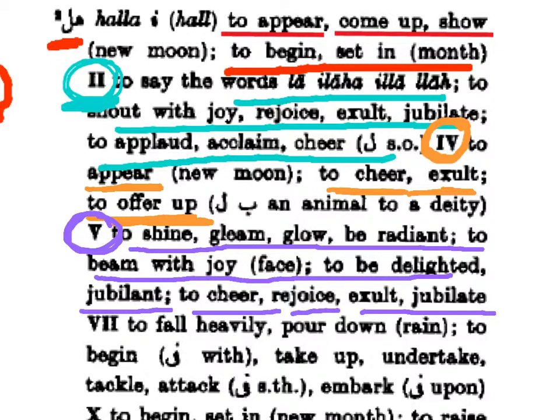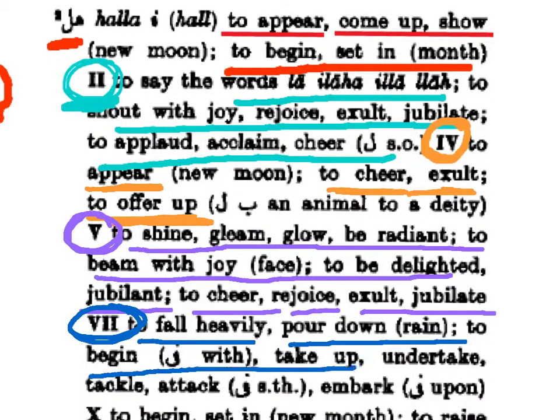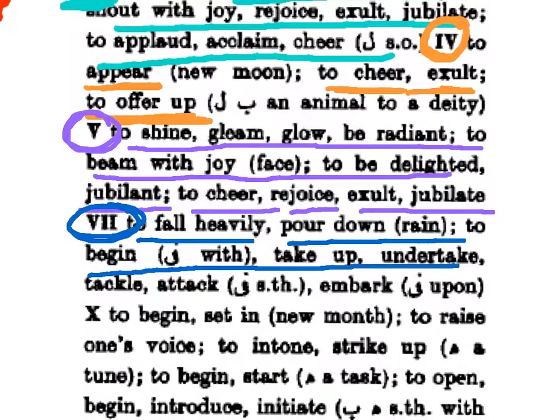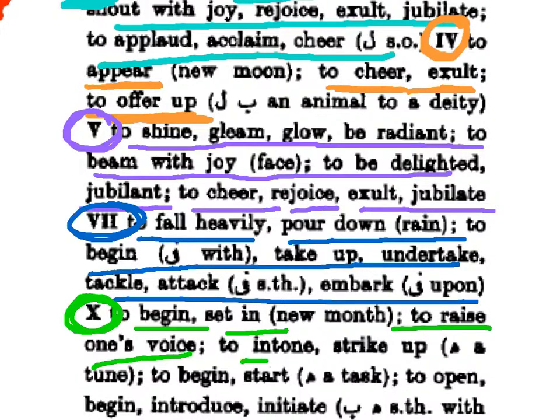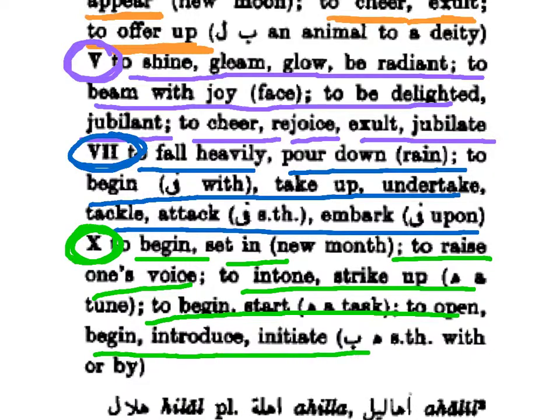And we skip through it again because there's no Form 6, so we go directly to Form 7. And in Form 7 we have some new definitions. To fall heavily, to pour down rain, to begin, take up, undertake. It also means to embark upon. And then we skip Forms 8 and 9 and we go directly to 10, represented by the X here, the Roman numeral for 10. And in this form, it means to begin, set in, to raise one's voice, to intone, strike up, begin, start, open, introduce, initiate.